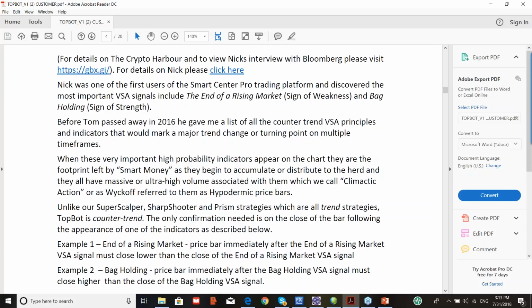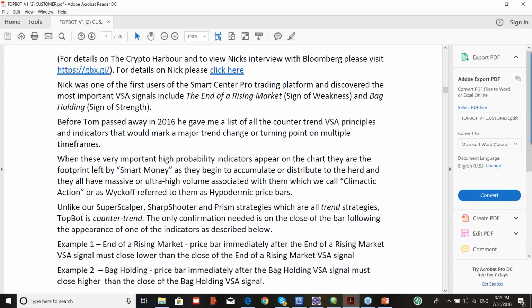Nick was, apart from being managing director at Bear Stearns for 5 years, so he's a pretty good trader, one of the first users of the Smart Center Pro trading platform and discovered the most important VSA signals include the end of a rising market and bag holding.